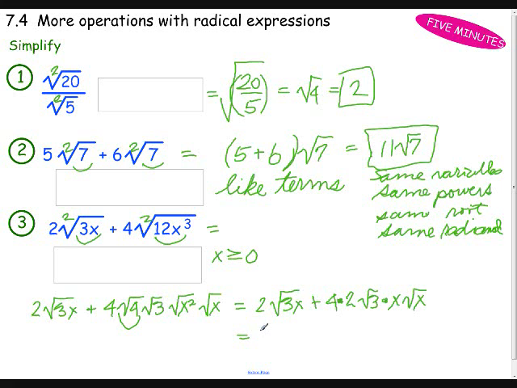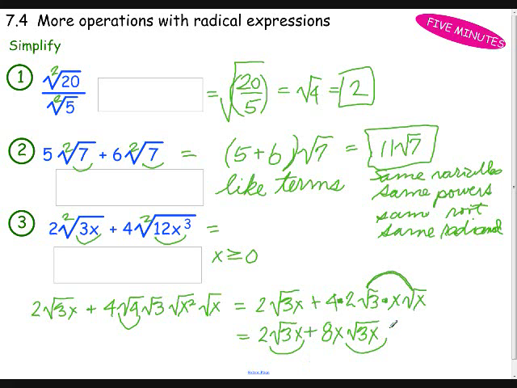So I keep going with simplifying this. I've got 2 square root of 3x plus 4 times 2, which is 8, times x. And now for my 2 factors here, which are both the square root of 2, I can combine those. Square root of 3x.